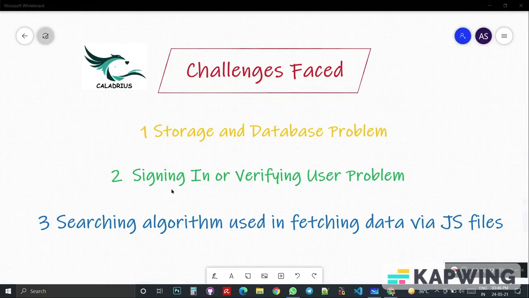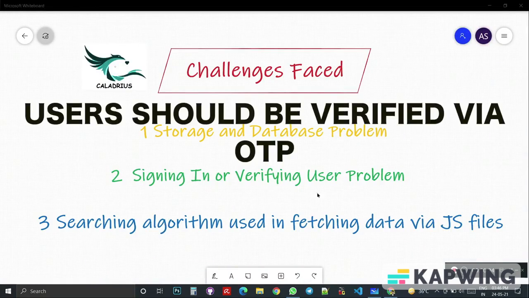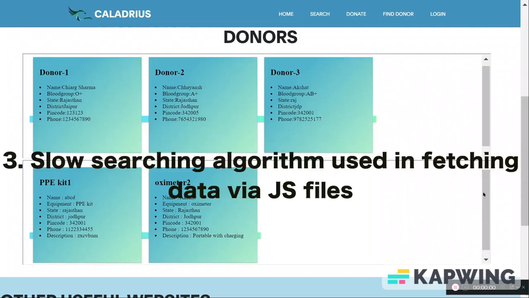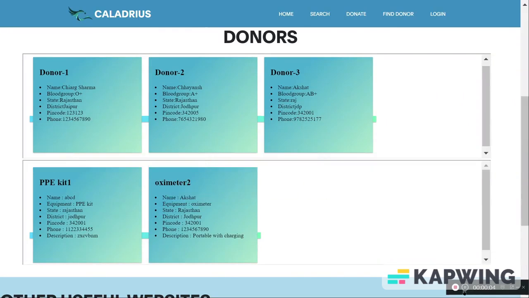For a smoother experience, we wanted all the users to be verified by their phone number by sending an OTP, because email can be created by anyone, which we were not able to make. The data being loaded by us in real time loads slower because of our searching algorithm, which is not fast enough to cope with the speed.